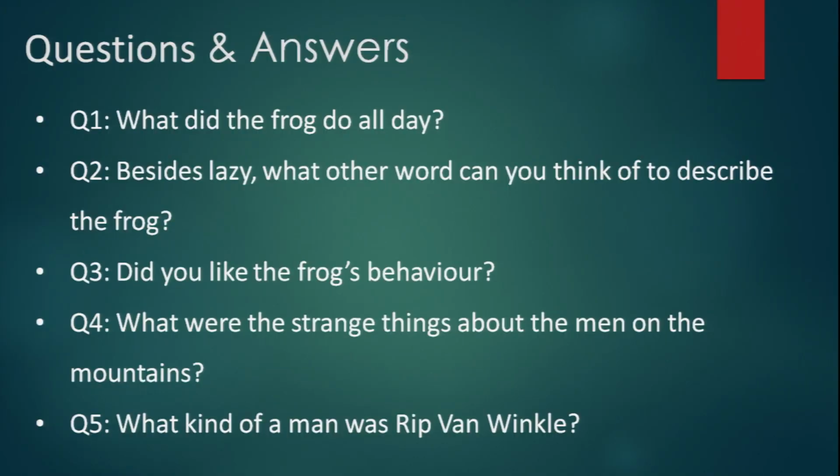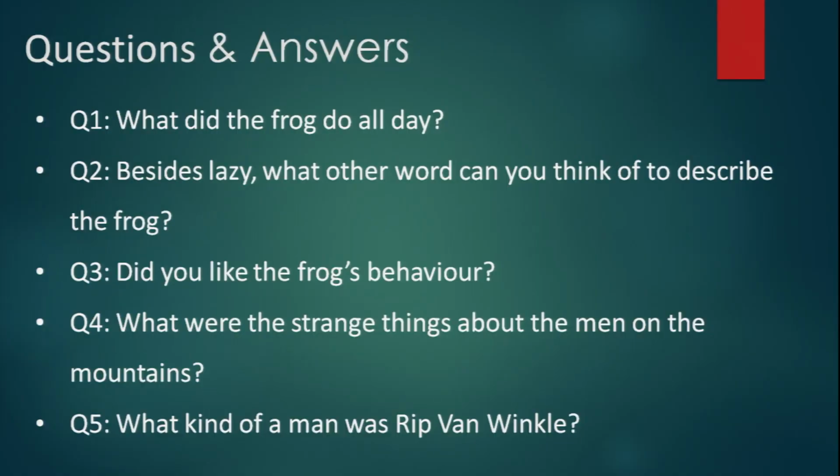Now, the fourth question is, what were the strange things about the men on the mountains? In the story of Rip Van Winkle, we have read that there were some strange men who were playing nine pins. So, what are the strange things about those men? You have to remember and answer.